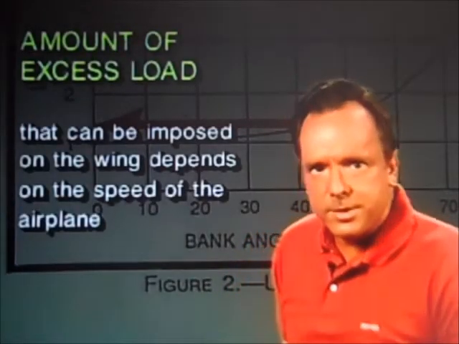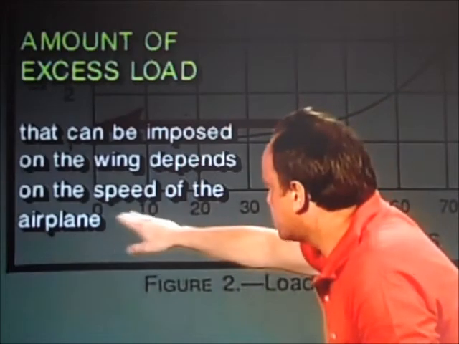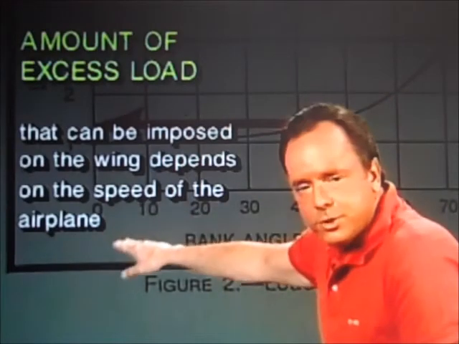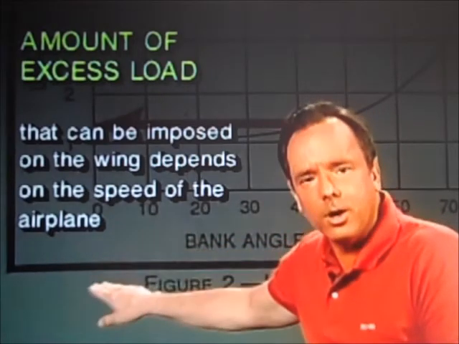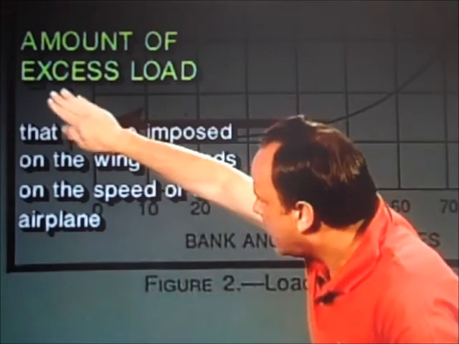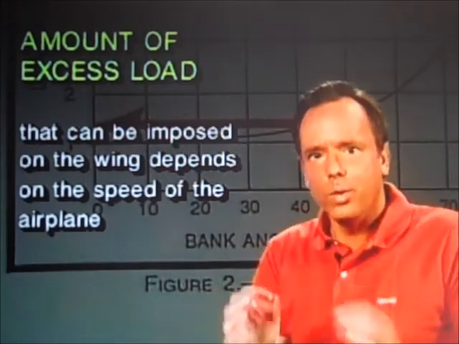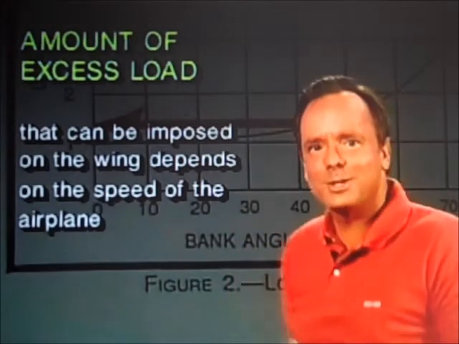Well, what determines the amount of excess load that can be imposed on the wings? The answer is the speed of the airplane. If you slow the airplane down and put a lot of load on the wings, the airplane will stall. But if you have the airplane at very high speed and put a lot of excess load on the wings, they will become damaged. So the amount of excess load that can be imposed on the wings of an aircraft depends on the speed of the airplane.